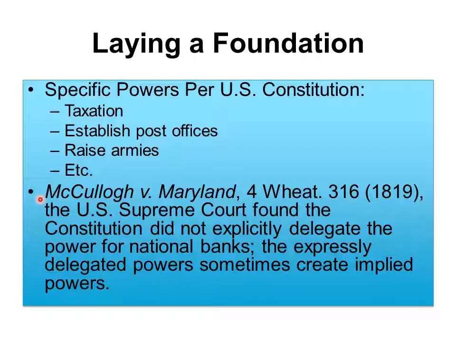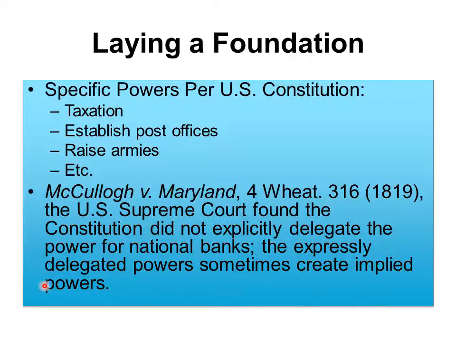There is a case, for example, of McCulloch versus Maryland, and it's a case from a long time ago. This case is from the United States Supreme Court in 1819. And in 1819, the United States Supreme Court decided that the Constitution does not explicitly delegate the power for national banks. If you read the Constitution, you may not see an explicit delegation of the power given to the United States Congress to establish a national bank. The expressly delegated powers sometimes create implied powers.